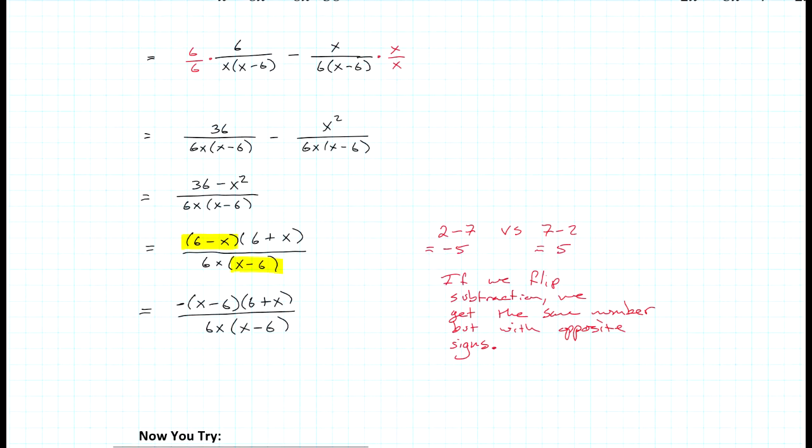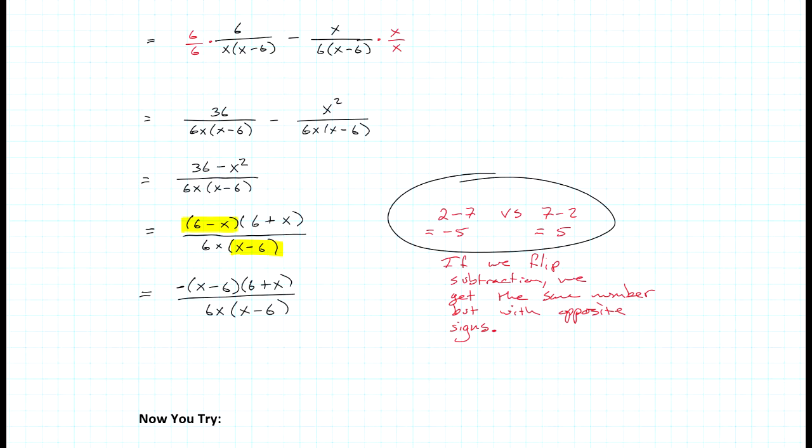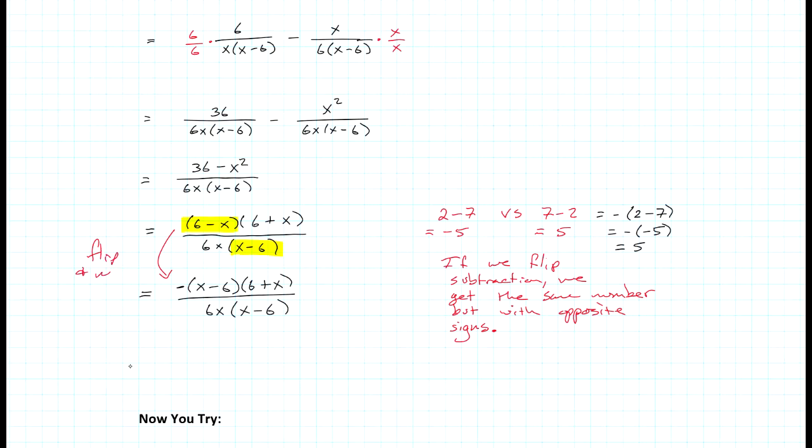So if we look at 2 minus 7 versus 7 minus 2, the 7 minus 2 is equal to the opposite, the negative, of 2 minus 7, right? If I did that in steps, negative 5 would still give us a positive 5, right? If I flip the order and then negate, we'll still get the same answer, because flipping the order negates it once. So I put another negative, and that negates it again. So that's how we can do this really quickly: just flip and negate.